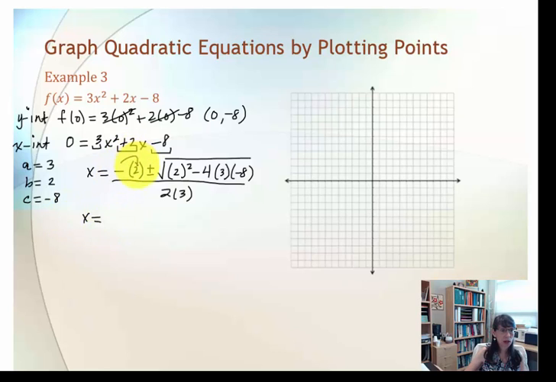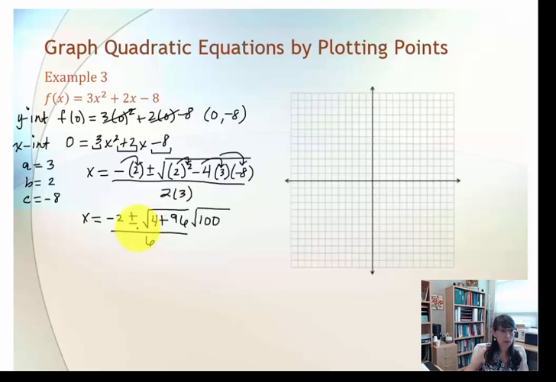To simplify, negative times 2 would be negative 2 plus or minus terms under the radical. Quantity of 2 squared would be 4, and our factors, negative 4 times 3 times negative 8. So we have negative times positive times negative. That would make a positive, so we're going to add something to 4. And 4 times 3 makes 12, and 12 times negative 8 would make 96. Our denominator, 2 times 3, is 6. So let's simplify what's under this radical. 4 plus 96 would make 100.